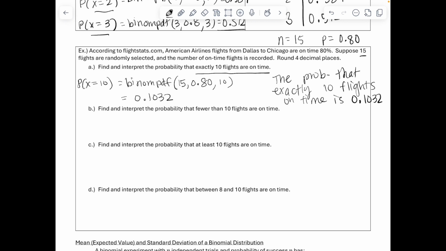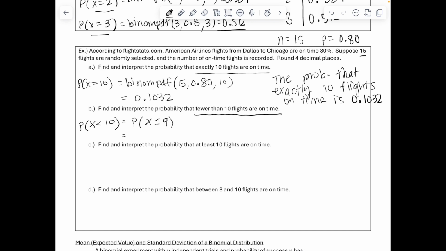Part B says find and interpret the probability that fewer than 10 flights are on time. So this is where we start using those words that we saw in the table earlier. And so for this one, fewer than 10 is going to be x is less than 10. And the only issue that we have is that for Binom PDF, that has to be an equal sign like we did in part A. But for Binom CDF, that one has to be a less than or equal to symbol. So since this is less than 10, we're not including 10. So the next whole number that we have would be less than or equal to 9.